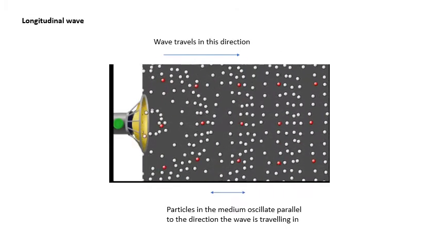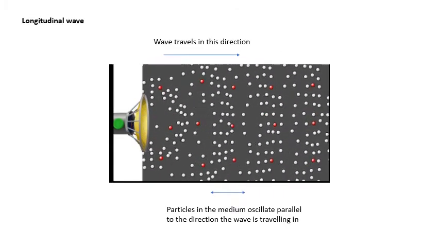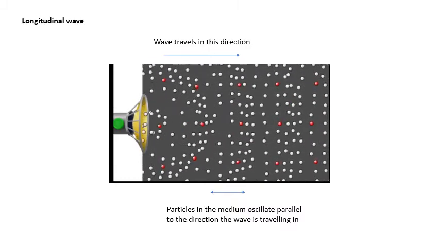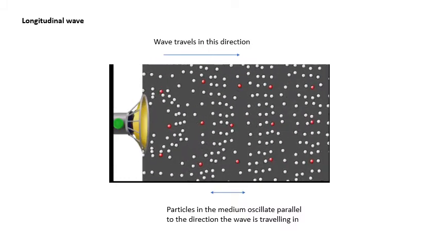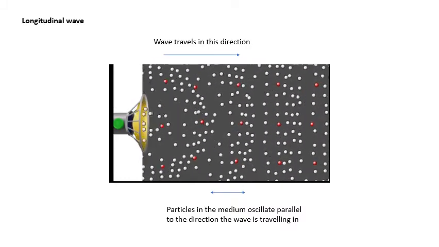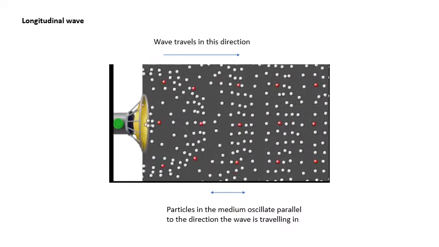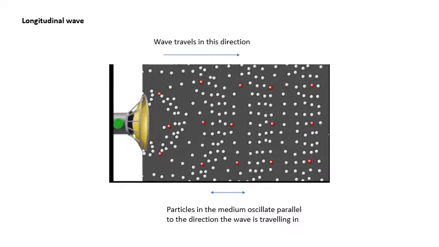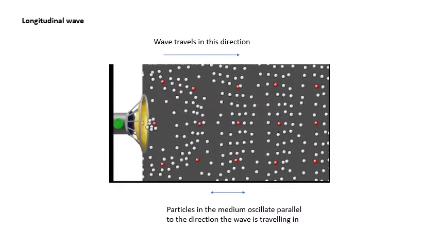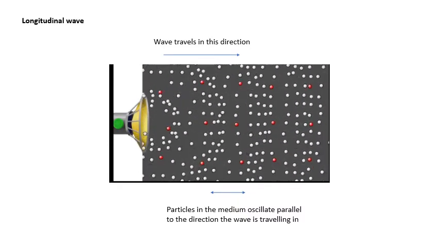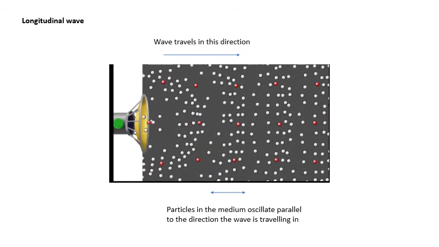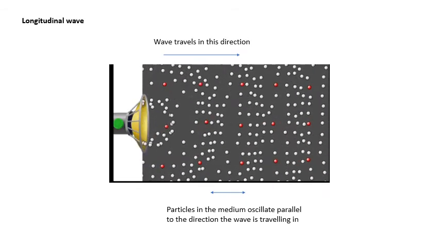Now, this is a longitudinal wave. Again, the waves are traveling from left to right, and the particles are oscillating parallel to the direction the wave is traveling in. The particles are the air molecules, because this is sound traveling through air. Remember, transverse, perpendicular, longitudinal, parallel. Those are the two types of wave, transverse and longitudinal.